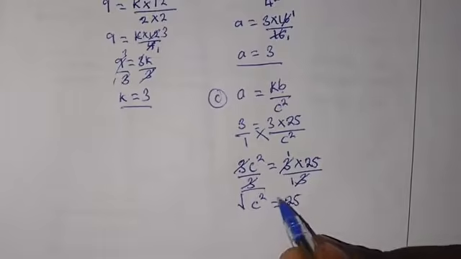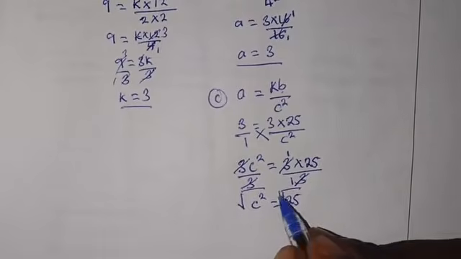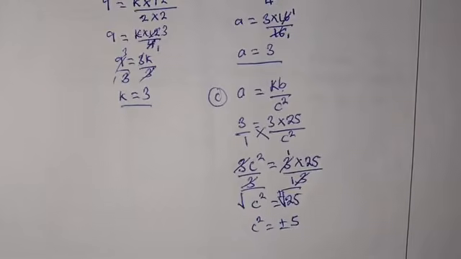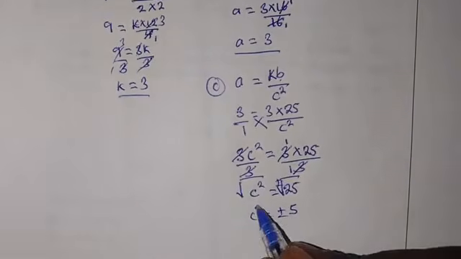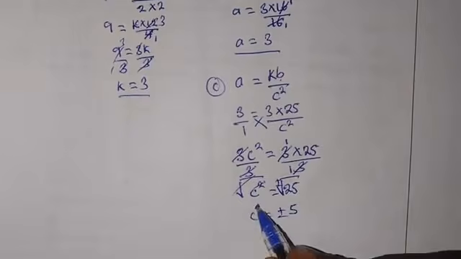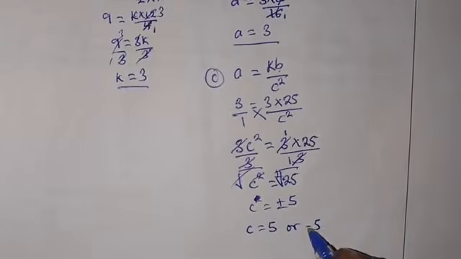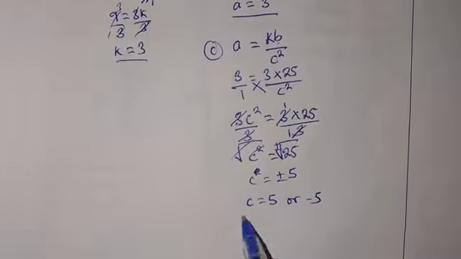So we can introduce the square root here. So we can say C is equal to plus or minus the square root of 25, which is 5. Okay, so sorry, this and this will cancel. No need of putting this. So therefore, C is equal to 5 or negative 5. So these are the values of C.